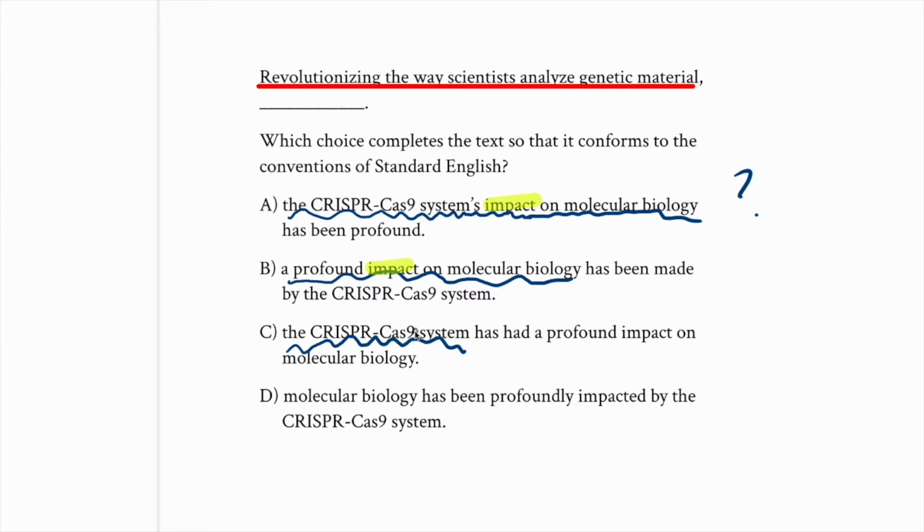Okay, the CRISPR-Cas9 system, I'm not sure how that would be pronounced, that has had a profound impact on molecular biology. It makes sense. That's the kind of thing that could have that kind of impact, that could revolutionize the way scientists work. And then finally, with D, which is not going to be correct, molecular biology. So I put the squiggle under the noun in each case. That's what I'm emphasizing. We've got our modifier and then our subject. And the one that starts with the correct subject is going to be answer choice C.